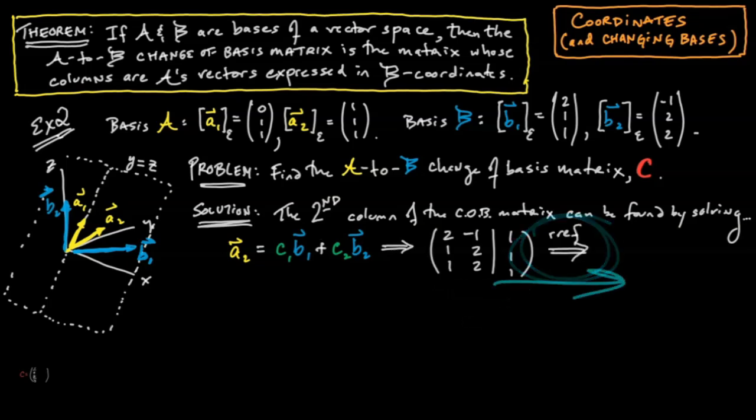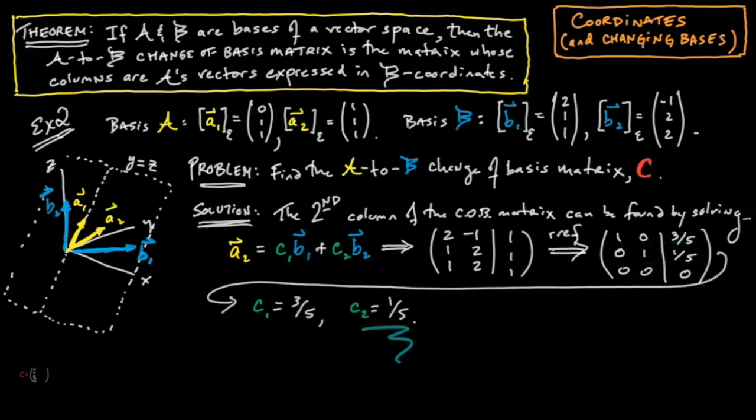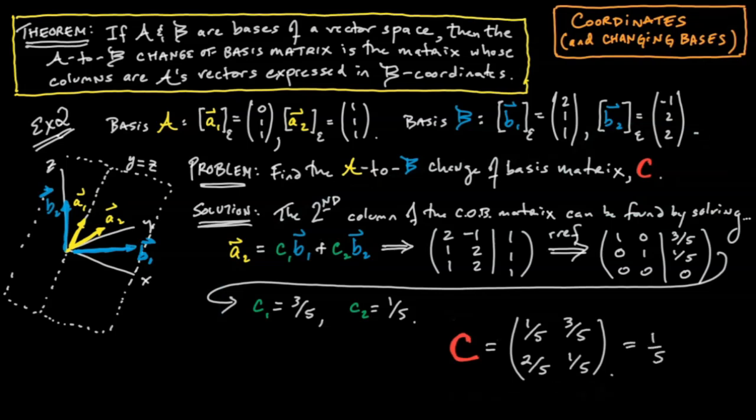After the usual Gaussian elimination, we come up with this, and bearing in mind that the columns correspond to the unknowns C1 and C2, we read off our solutions. C1 is 3/5 and C2 is 1/5. Those will therefore be the entries of the second column of our change of basis matrix. So at the end of the day, our change of basis matrix C looks like this. Or if you prefer, you could remove 1/5 from all the entries so that you have the scalar 1/5 times the matrix whose columns are 1, 2, and 3, 1.